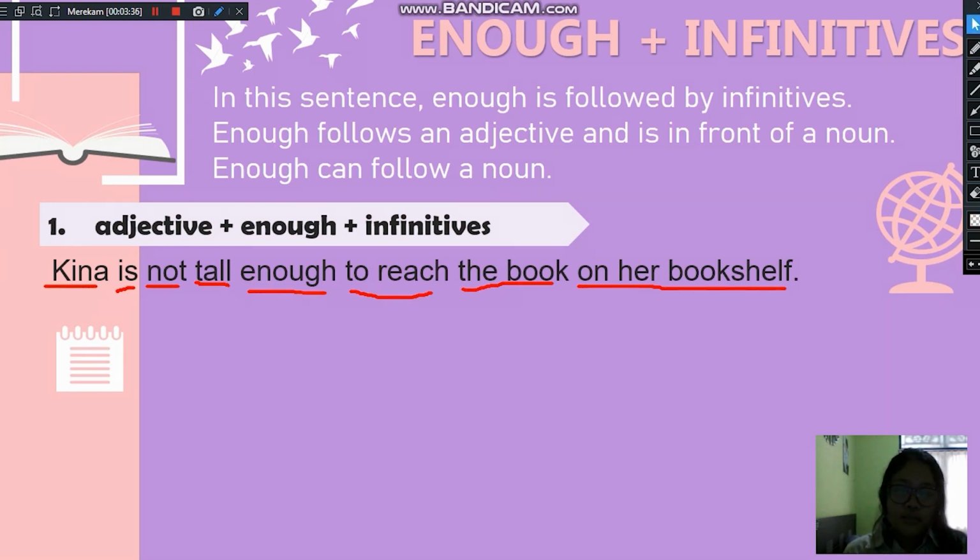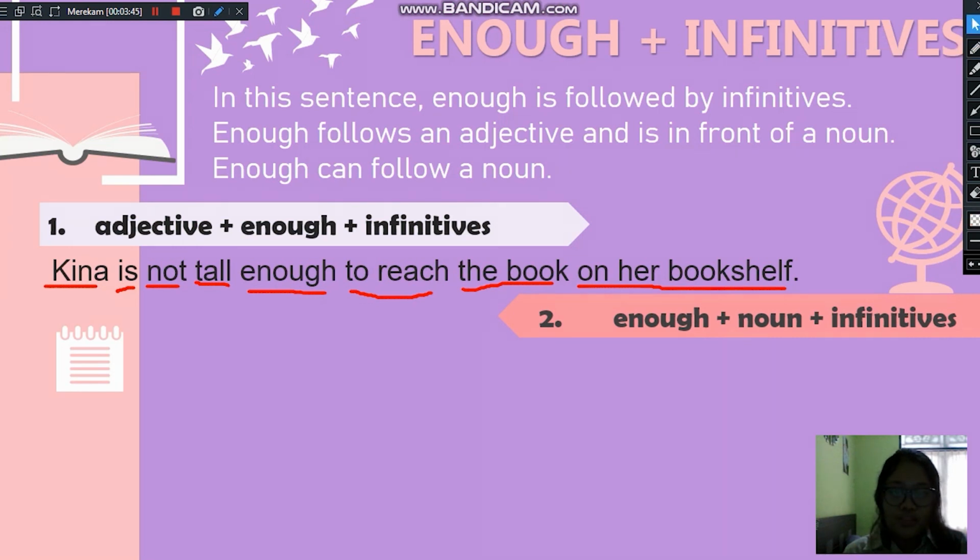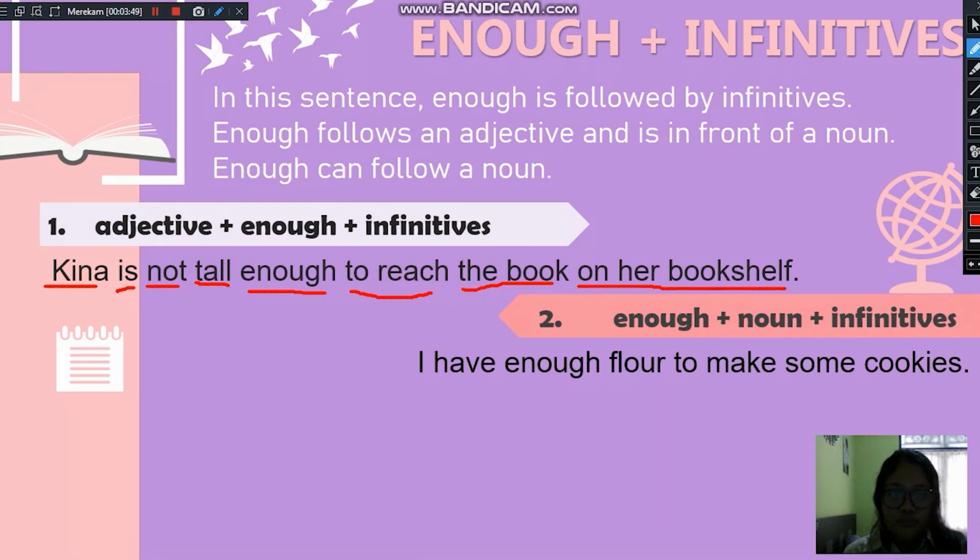For formula number 2: enough plus noun plus infinitive. The sentence, for example, is: I have enough flour to make some cookies. This is the subject, this is the auxiliary, this is the word enough, this is the noun, this is the infinitive, and this is the object.